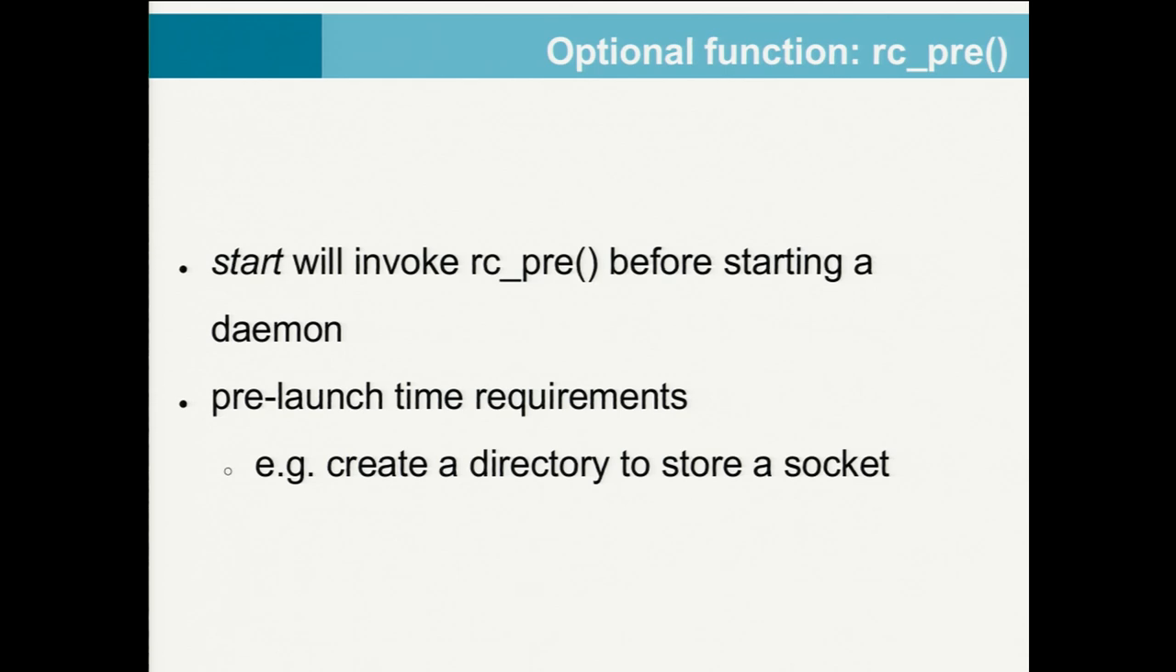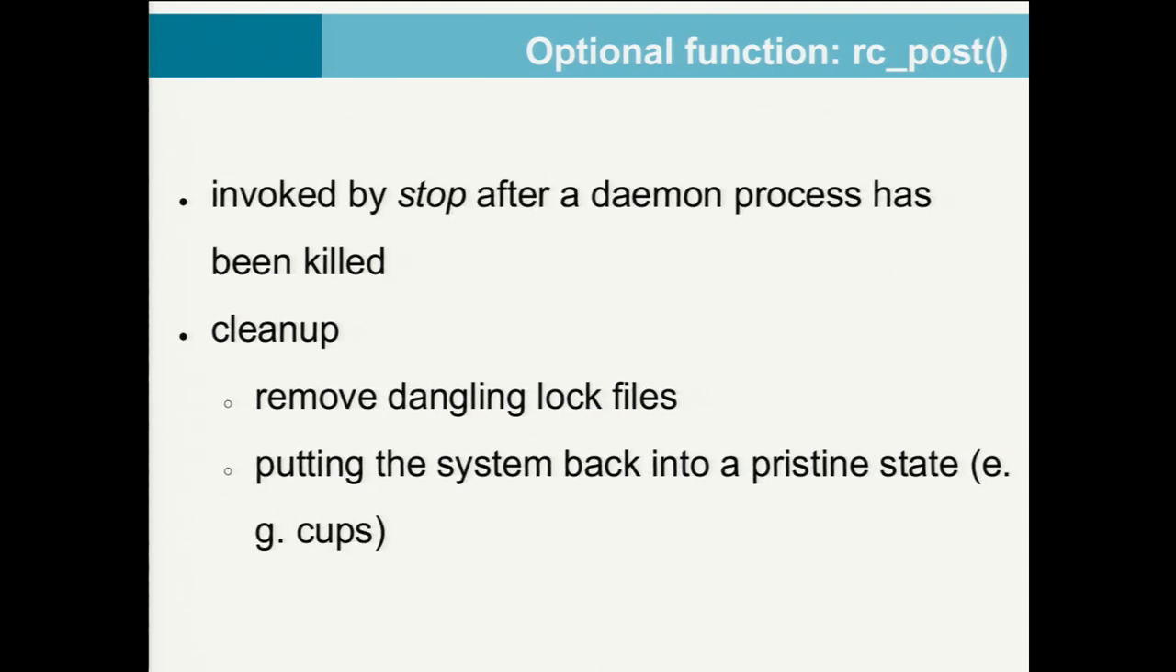Then we have a few optional functions. rc_pre. rc_pre will be run by the start action, but before running rc_start. Typically, it's used to create, like, a non-privileged owned directory to store whatever, socket files or things like that. And we have the opposite. We also have an rc_post, which is run by the stop action after rc_stop.